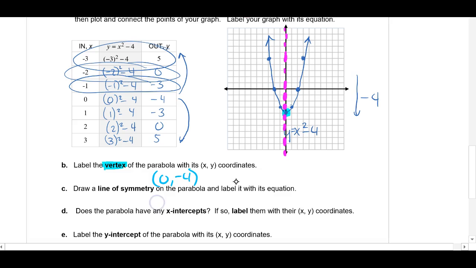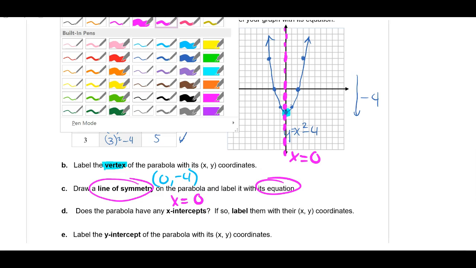And remember, we want to write an equation for a line of symmetry. So this will be x equals whatever the number of the x that it crosses at, which here is 0. That's our line of symmetry. X equals 0.